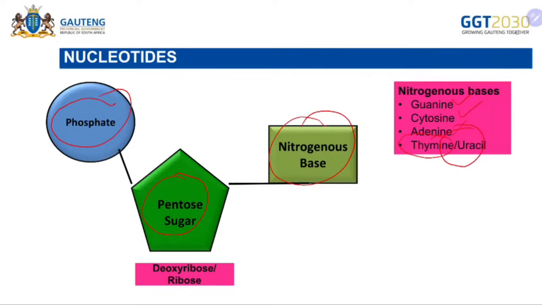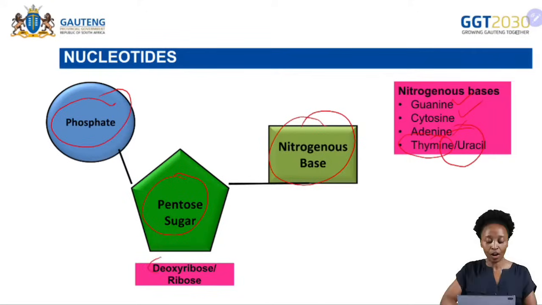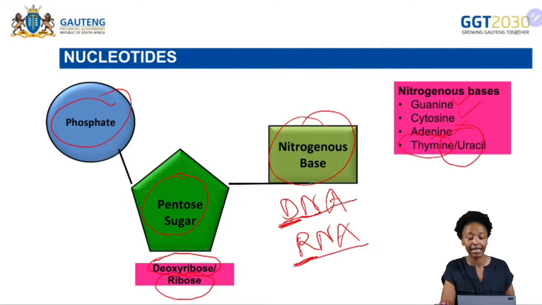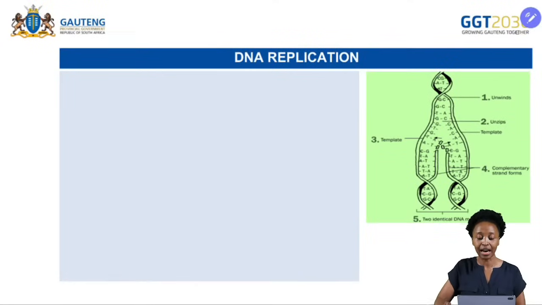And at the bottom there, on the pentose sugar, the DNA consists of a deoxyribose sugar, and the RNA has a ribose sugar. Hence the names DNA and RNA. DNA for deoxyribose, RNA for ribose. So this is the deoxyribonucleic acid, and this is the ribonucleic acid. So these are the nucleotides, the building blocks of the DNA and the RNA.